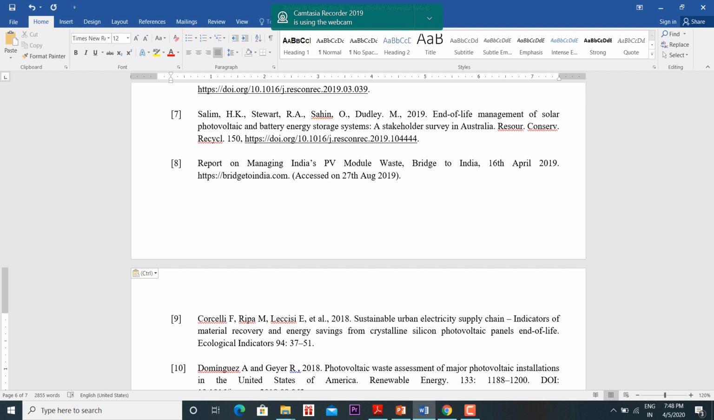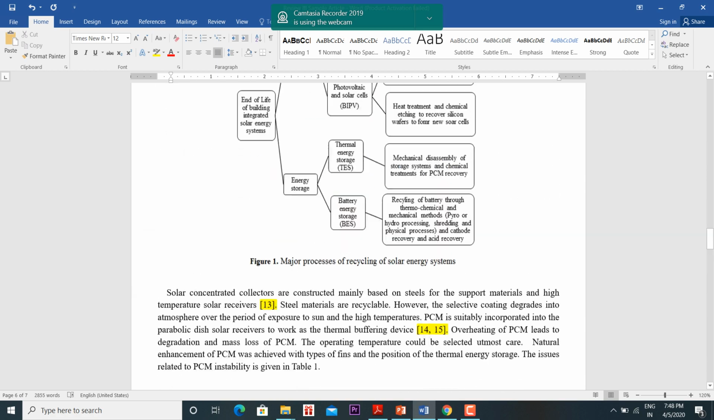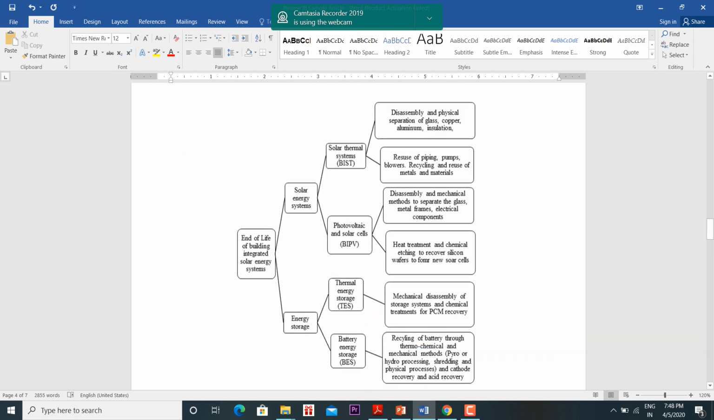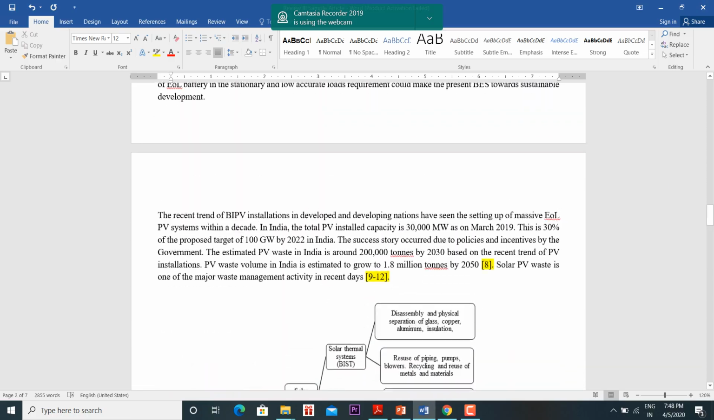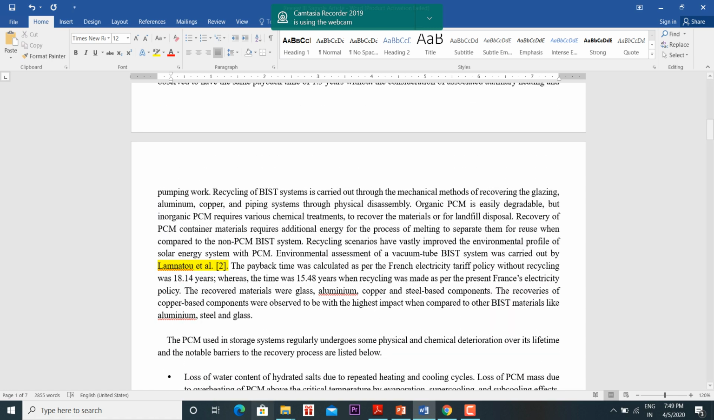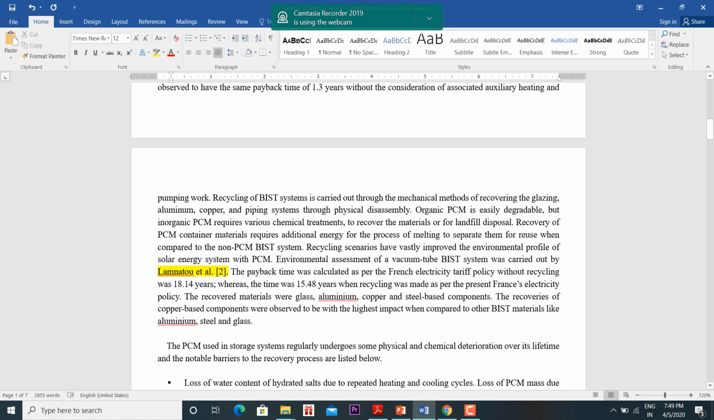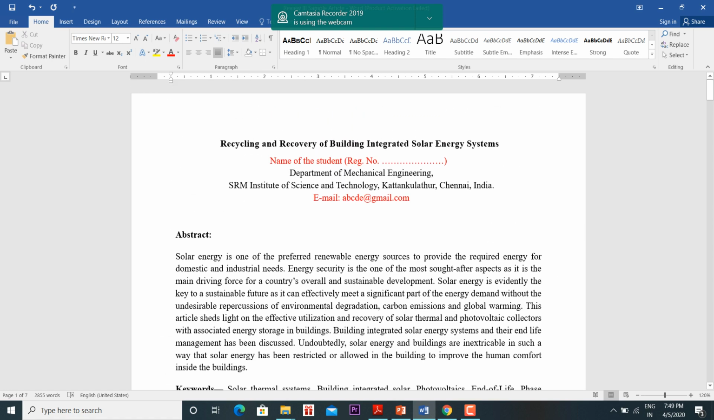For your assignment you can use at least 15 papers, and make sure that you are following the standard procedures like figure number, table number. At least you have to use one figure and one table, that you have to use for sure. Either you can use it for comparison or something like that. You should use it, then only it will be easy for the reader to understand what you're trying to say. Okay, thank you.